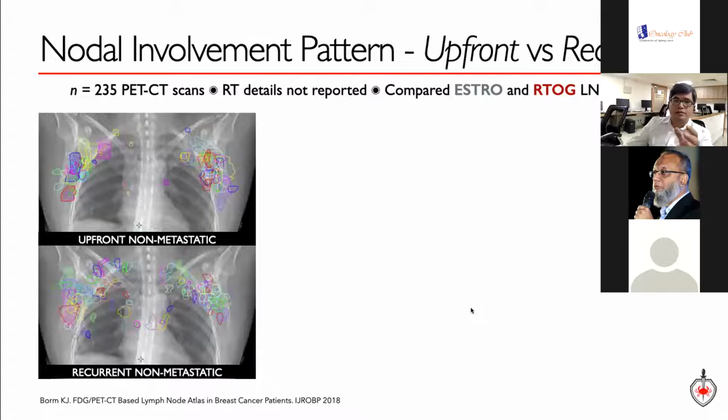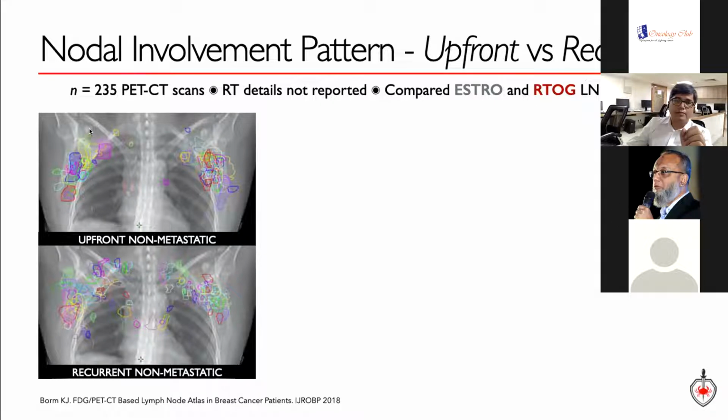So this is just a slide. We're going to show you what the nodal involvement is in the upfront setting versus the recurrent setting. And this is a study performed by Baum. He took 235 PET CT scans. Details of radiation were not reported. That is why I'm going to keep this a little separate. And they compared the ESTRO and the RTOG lymph nodal coverage.